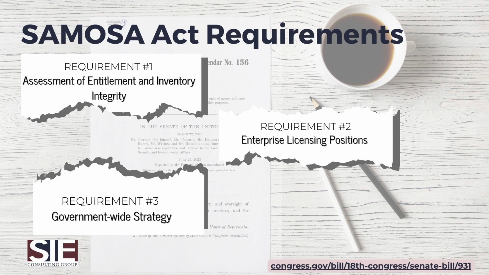But requirement 2 is really pushing towards enterprise licensing positions. In other words, getting away from the one-off purchasing for the most common software and using the buying power of the department or the agency and ultimately the government as a whole to drive down pricing, increase the favorability of terms and conditions, and really try to wrestle some of the control back from software vendors to give to the public service sectors that require it.